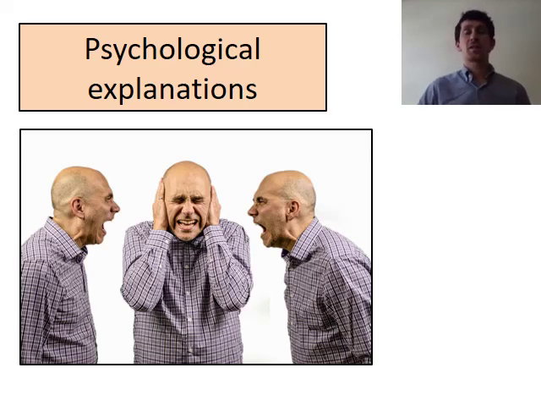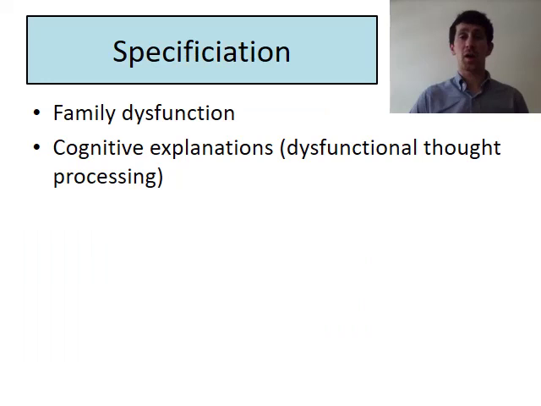This video is going to look at the psychological explanations of schizophrenia. So if you look at your specification, there's two main areas you can get asked a question on: family dysfunction and cognitive explanations. So you could be asked an overall general question about the psychological explanations of schizophrenia, or you could be asked an essay on family dysfunction or an essay on cognitive explanation.